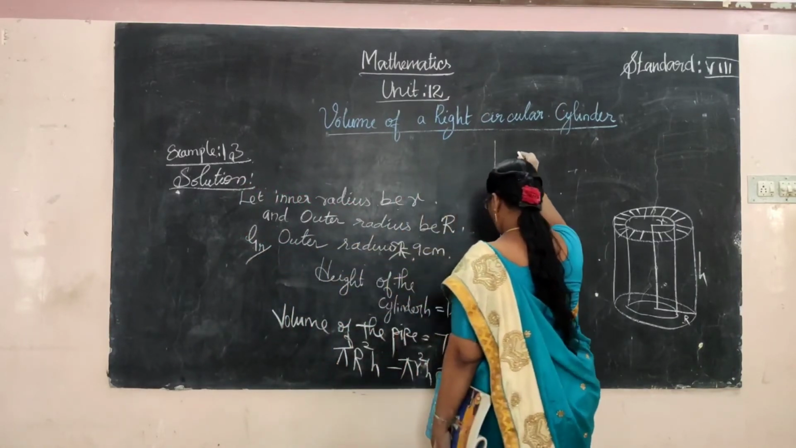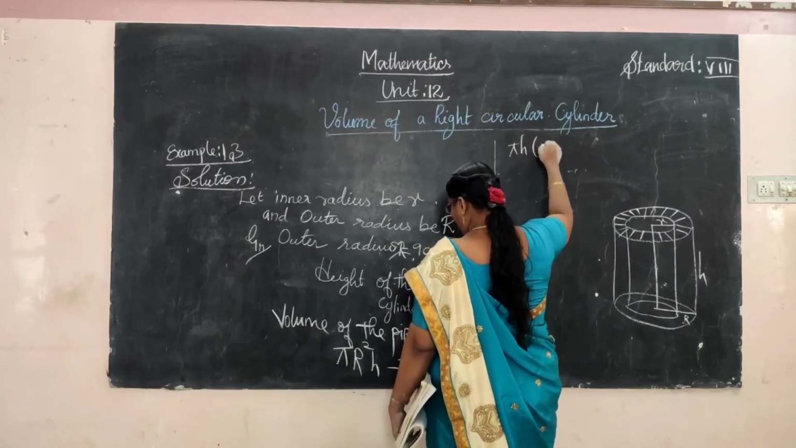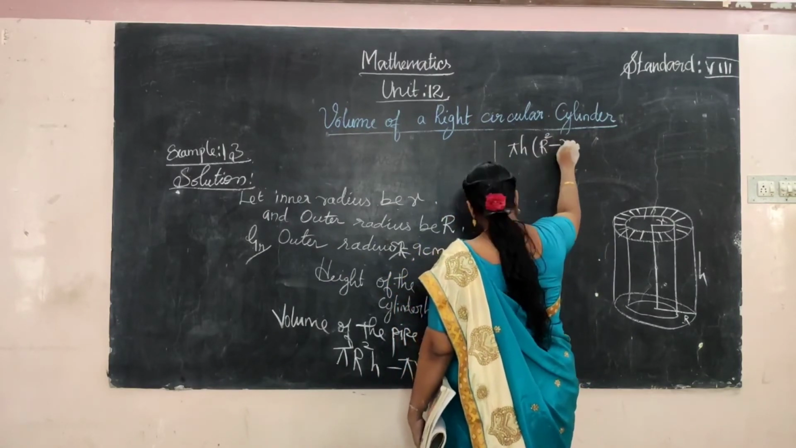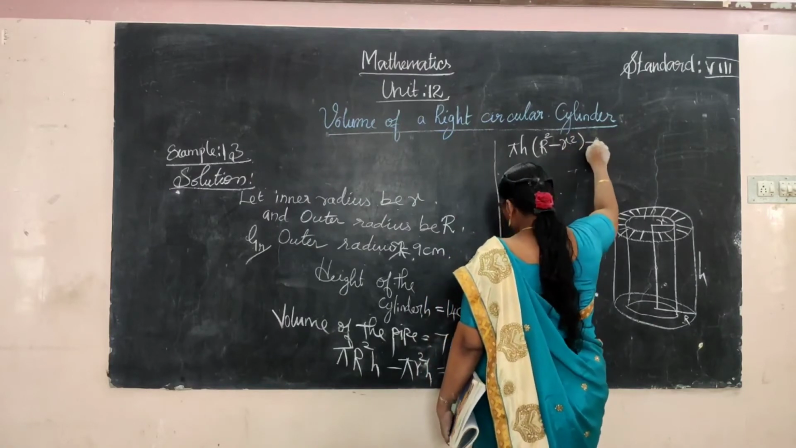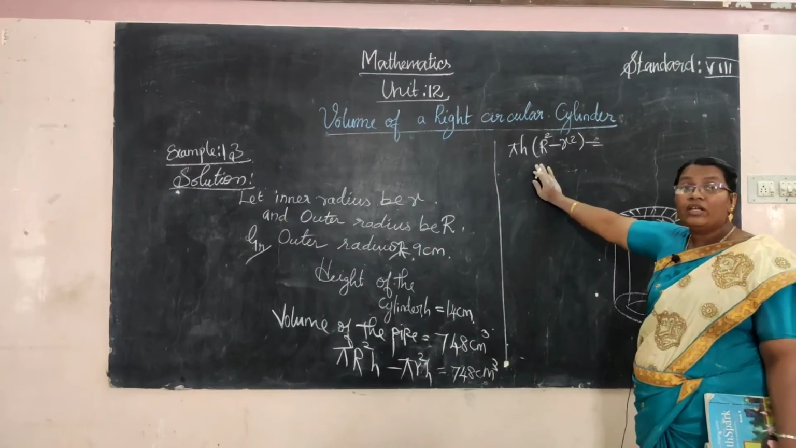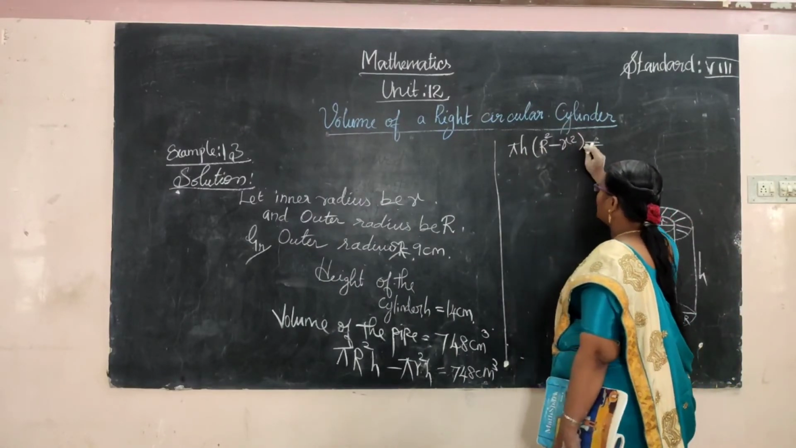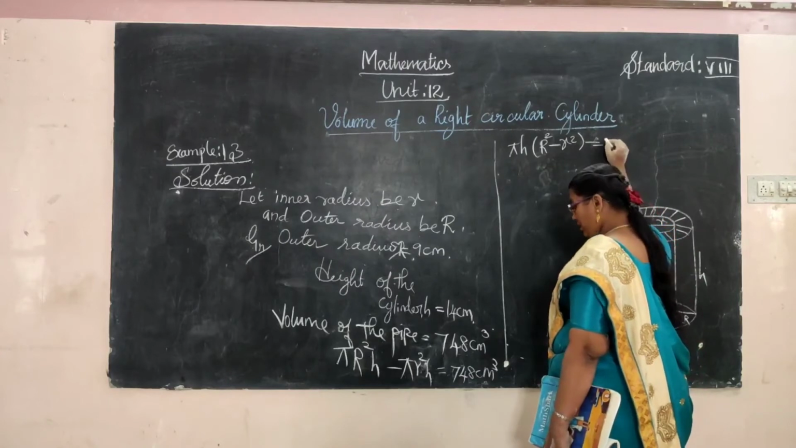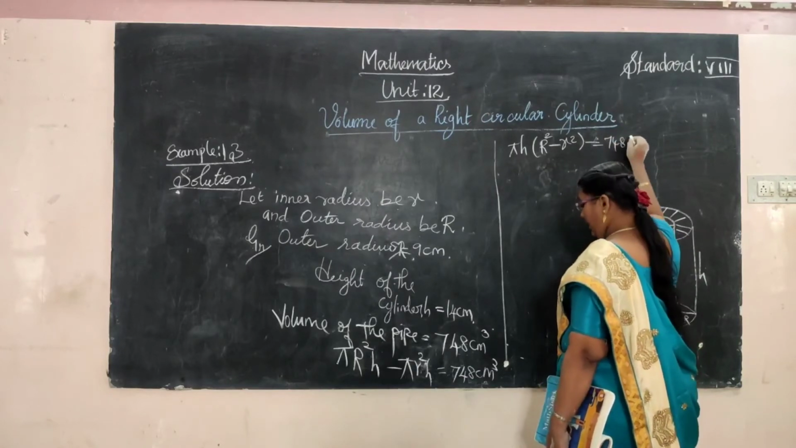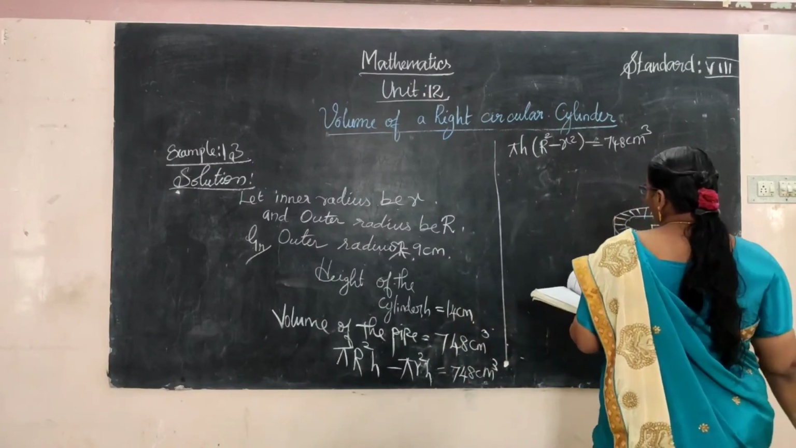Now take the common one. Pi and h are common, so capital R squared minus small r squared. This is the formula for the hollow cylinder. So pi h times capital R squared minus small r squared is equal to 748 centimeter cube. Now substitute the values.